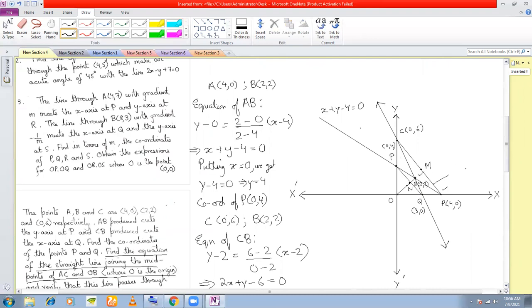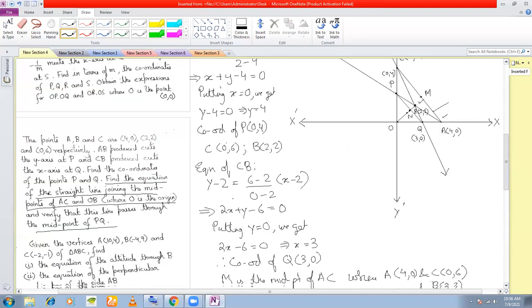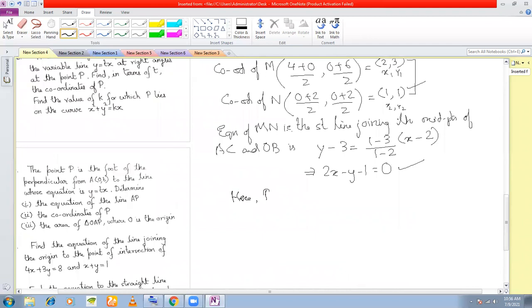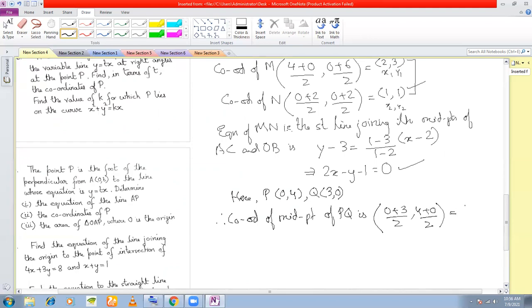First, let us find out the midpoint of PQ. What are the coordinates of P here? 0, 4. And what are the coordinates of Q? 3, 0. Therefore, coordinates of the midpoint of PQ is (0 plus 3) by 2, (4 plus 0) by 2. So you're getting this to be 3 by 2 and 2. You need to check this point is on this line. How will you check? You check whether it satisfies the equation or not.